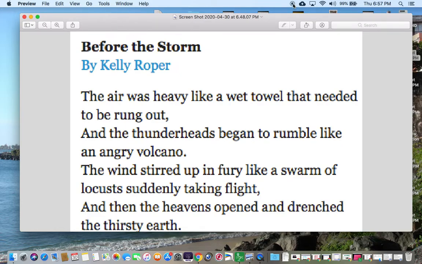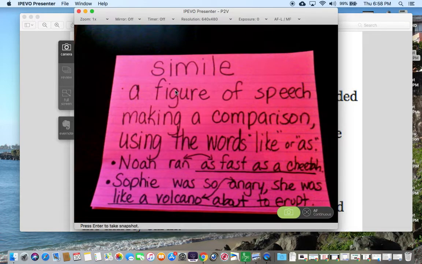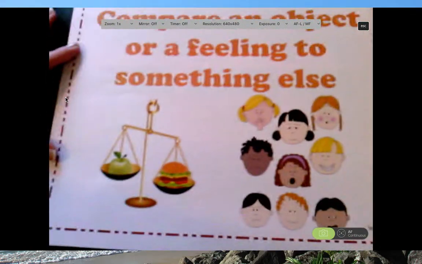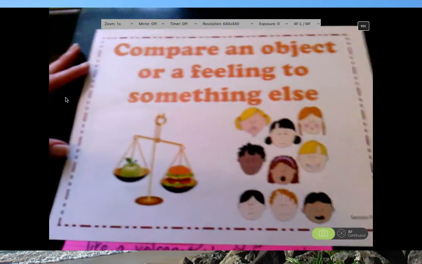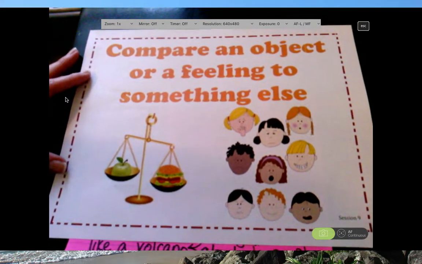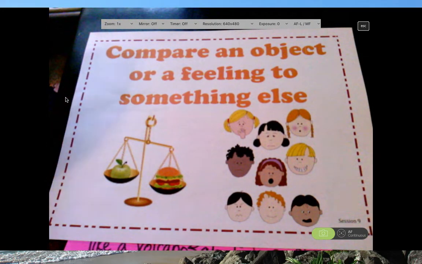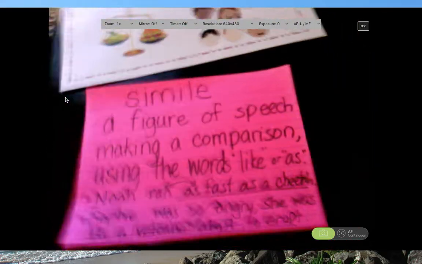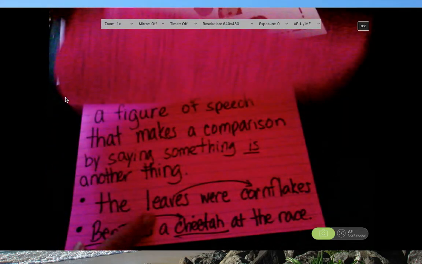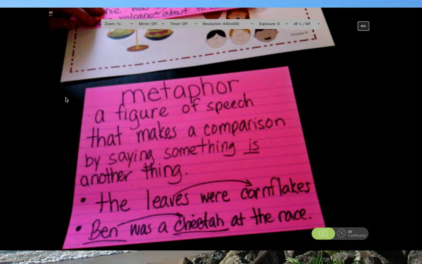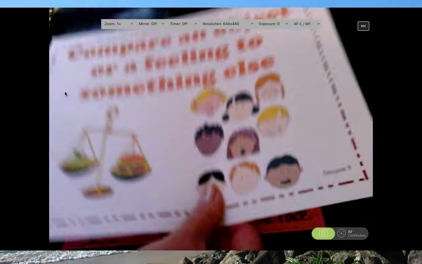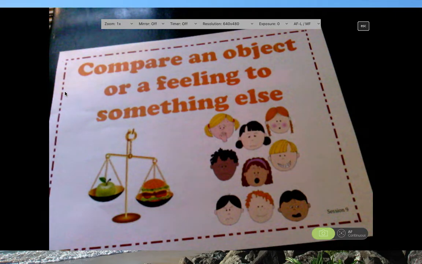So, second graders, what we reviewed today is we really talked about how poets try to compare an object or a feeling to something else in order to make their poem really, really strong. And we talked about a couple of the ways that you can do that are by adding a simile to your poem or adding a metaphor to your poem. See if you can go back to some of the poems that you've written and try one of those things.